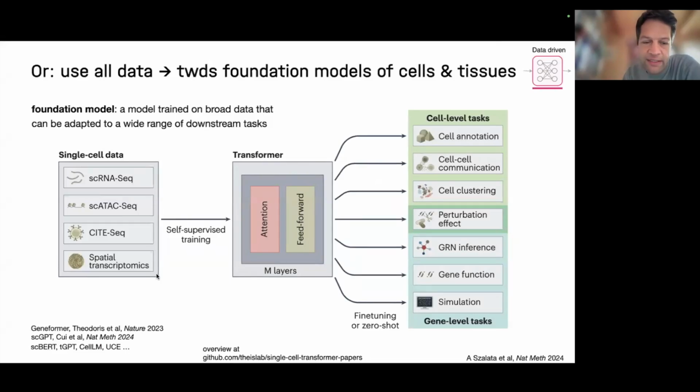We recently reviewed this. I think the seminal paper is from Christina Theodoris two years ago. A lot of people then followed this up, Bo, for example, with his scGPT and so on. These things often work quite well, but sometimes are really not yet outperforming more specialized models. So I think it's interesting where this goes.